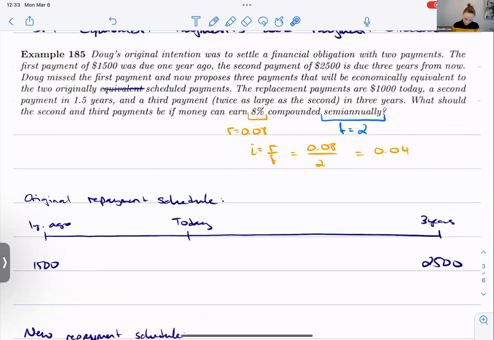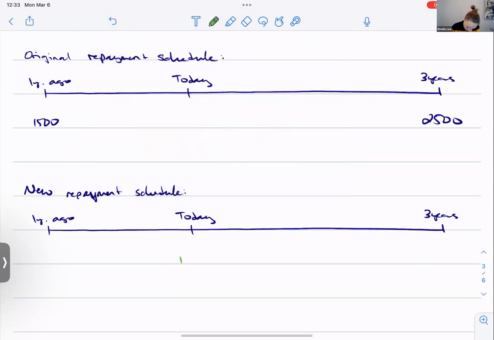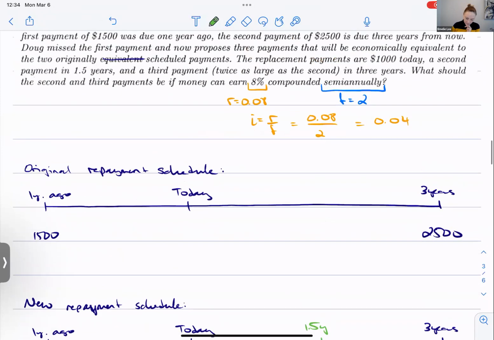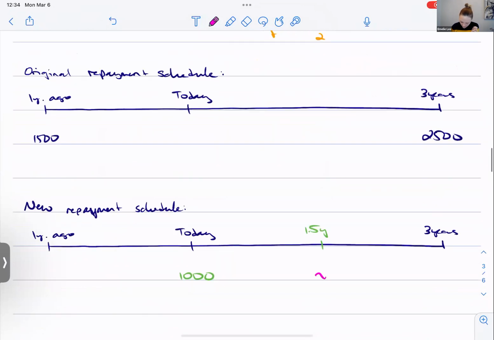So the replacement payments are, and I'll use green here, $1,000 today. Another payment at 1.5 years from today. Notice that the second payment is just an amount that we need to solve for. So what's the trick here? For the second payment in 1.5 years, I am just going to use X. It's the same trick that we learned with simple interest, but I said we can use this for compound interest later too. And here we are. So we're going to try to solve for X.